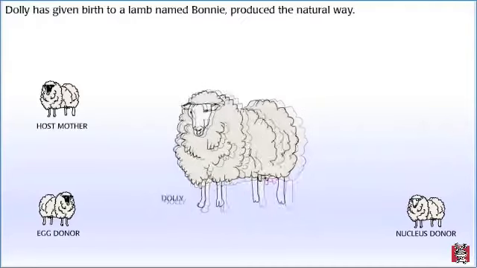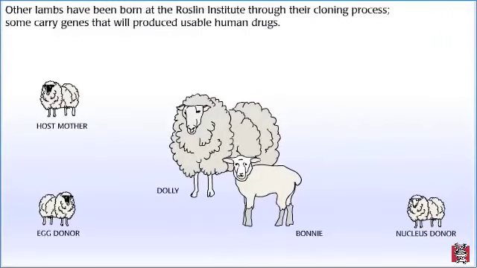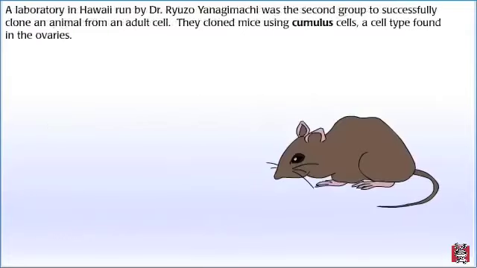Dolly has given birth to a lamb named Bonnie, produced the natural way. Other lambs have been born at the Roslin Institute through their cloning process. Some carry genes that will produce usable human drugs. A laboratory in Hawaii, run by Dr. Ryuzo Yanagimachi, was the second group to successfully clone an animal from an adult cell.